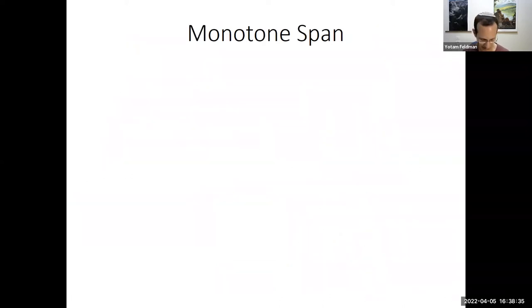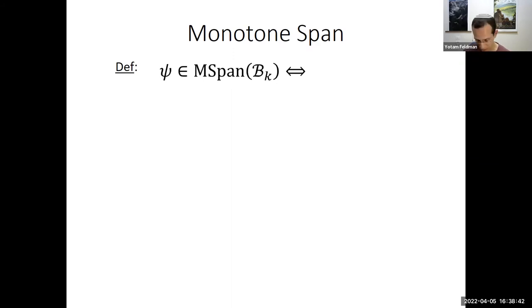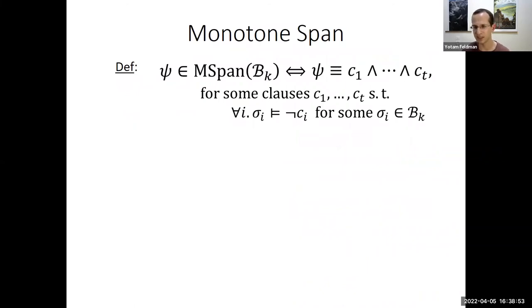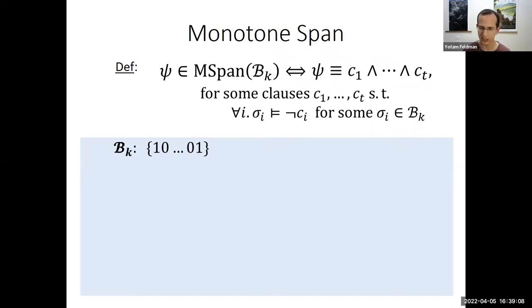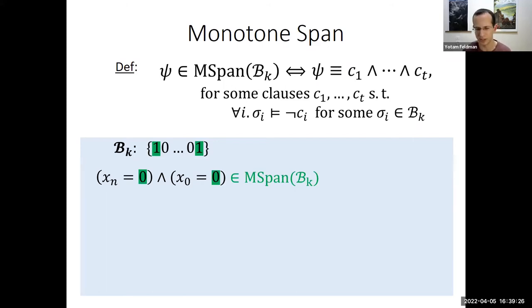Okay. So the abstract domain we're going to take is the monotone span domain, and it's a logical domain. It's again a domain of logical formulas, and a formula belongs to the monotone span of the set BK if the formula can be expressed as a conjunction of some clauses such that each clause excludes some state from BK. This may ring a bell. For example, if we take BK to be the singleton set of the bad state from the example we had at the beginning, then this formula belongs to the monotone span of BK. And this is because each of the clauses independently excludes the counterexample from BK.